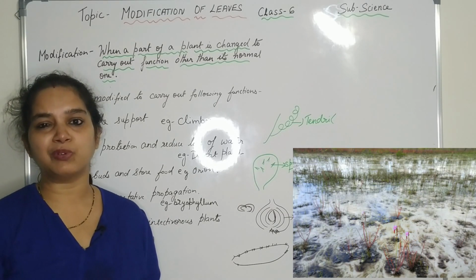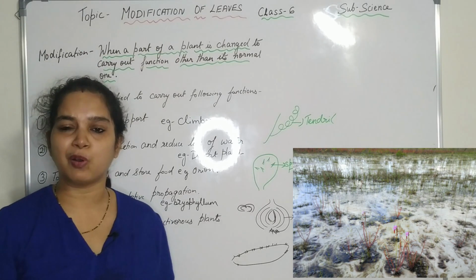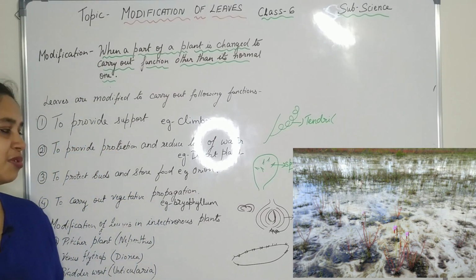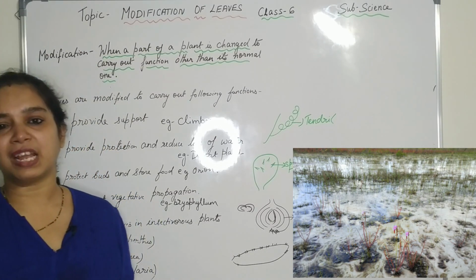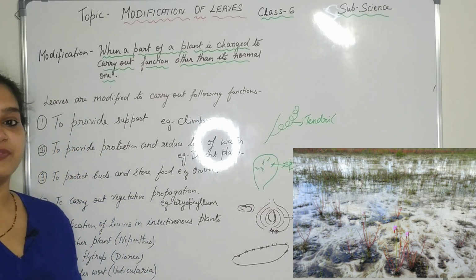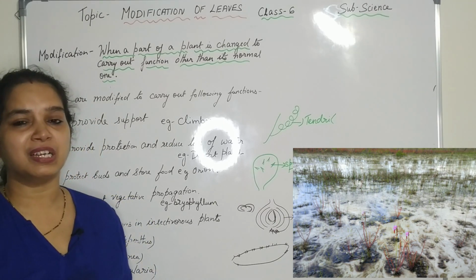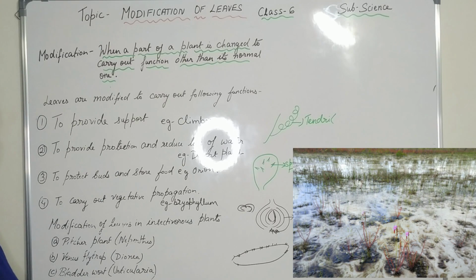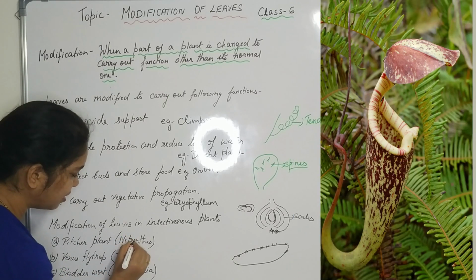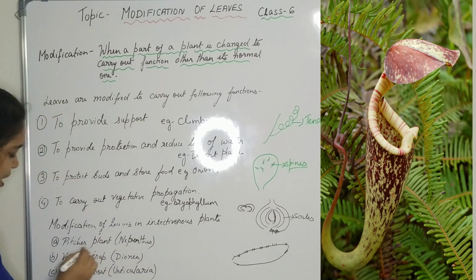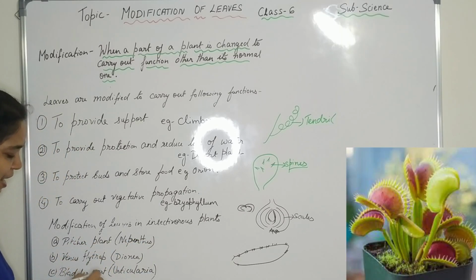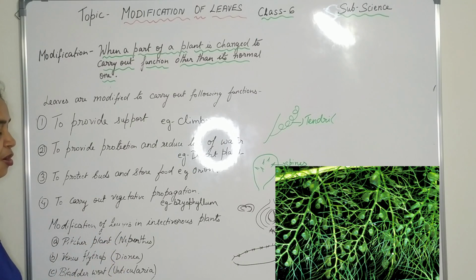They derive the protein from other insects and small animals, and so they fulfill their need for nitrogen, because the soil is devoid of nitrogen in the marshy areas. So this kind of modification can be seen in the pitcher plant, Venus flytrap, and bladderwort.